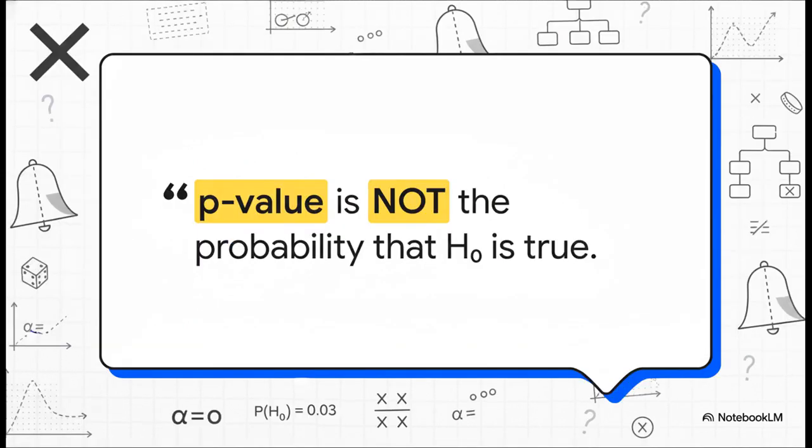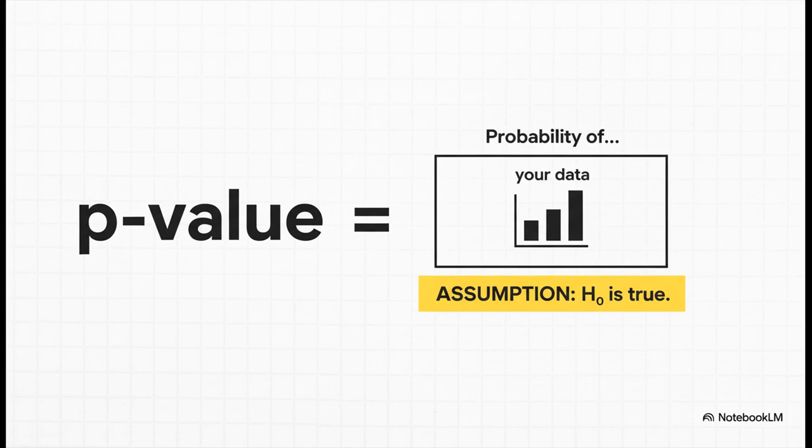Okay, please listen to this part. This is the single biggest mistake people make. Let's say you get a p-value of 0.03. This does not mean there's a 3% chance the null hypothesis is true. No way. That is completely, fundamentally wrong. Let's say it one more time, just so it really sinks in. The p-value is the probability of seeing data like yours, assuming that the no-effect idea was true from the start. I know it's a subtle difference in wording, but in the world of statistics, that subtlety is everything.